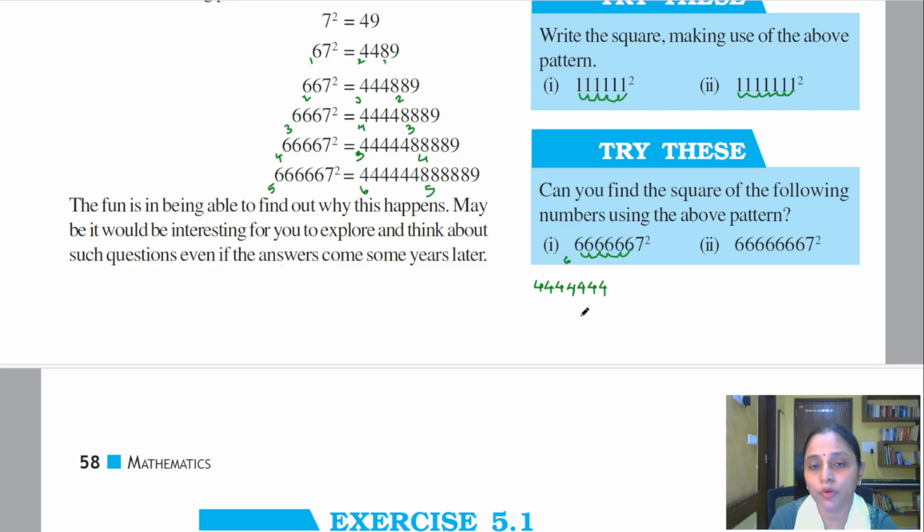So how many 8s am I going to have? I will have 6 8s: 1, 2, 3, 4, 5, 6 8s. And then finally I will have a 9. So that is the answer here.